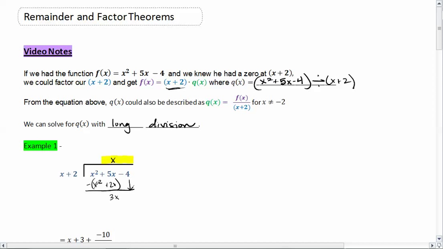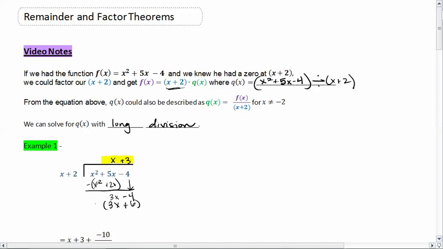Then we know the next thing you do is you bring down that next term, so we have minus 4, and we want to know how many times does x plus 2 go into 3x minus 4. Again, if you remember, we want to get rid of that first term, so we are going to say that x plus 2 goes into 3x minus 4 3 times. That's going to give us 3x, and 3 times 2 is going to be 6.